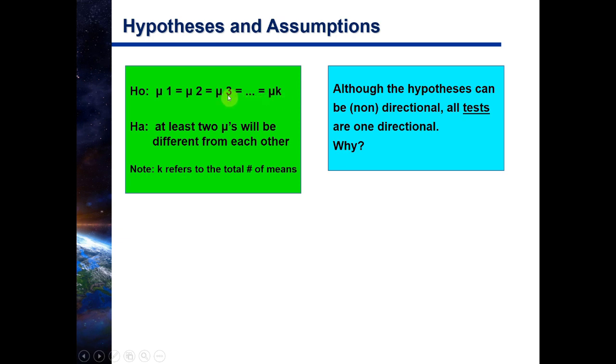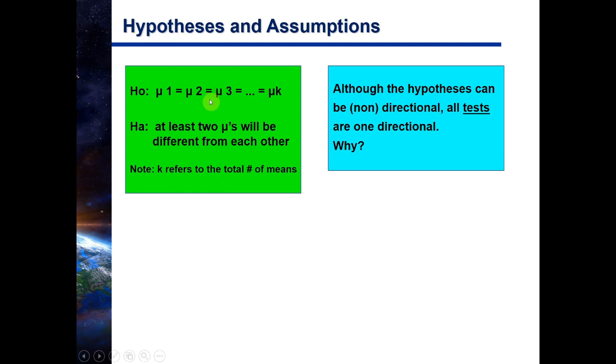Okay? HA is going to be written this way. We write it out in words. It's hard to do this in symbols. You have to kind of explain it in words. At least 2 of the means among all of these, at least 2 will be different from each other. Okay? All right. And down here it says, no, k refers to the total number of means. I said total number of levels, but of course that means the same thing, right? If you have 10 levels, it means you have 10 means.